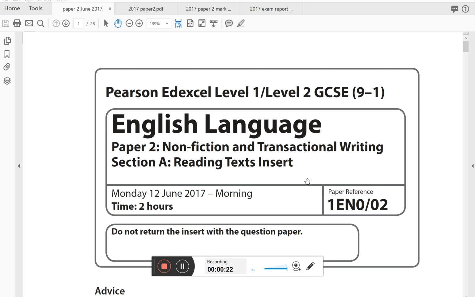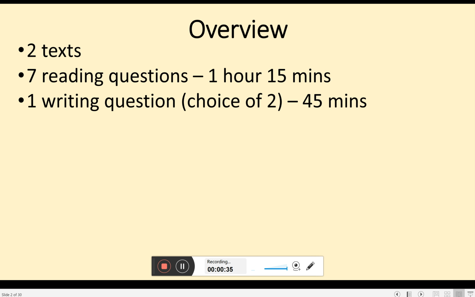So for this paper, we're going to be looking at June 2017, and there's a link below if you want to download the paper to go through it yourself. Okay, so let's quickly get through the overview to start with. This paper differs from paper 1 because there are two texts.